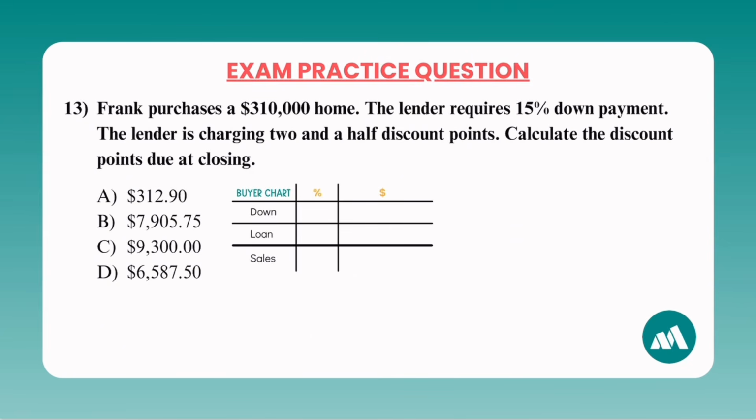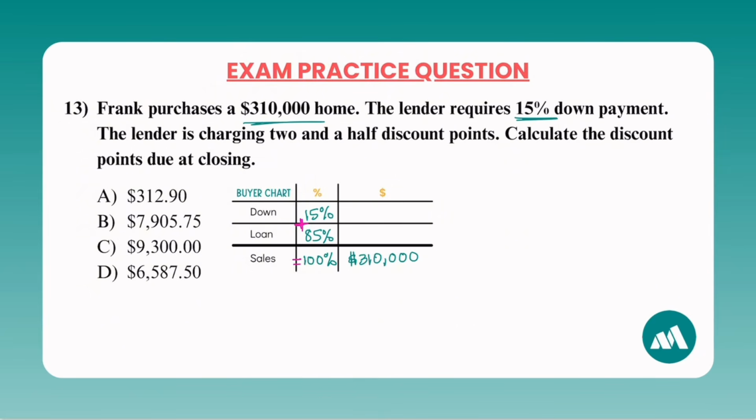Now that we have the DLS chart out, let's fill it in. So we have a $310,000 purchase price. That is going to go in our sales amount. Remember, this is always 100%. We have a 15% down payment, so that's going to go here, which means we have an 85% loan to value. Remember, 15 plus 85 has to equal 100%.